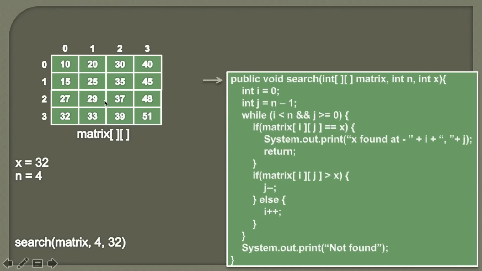Let's suppose we are at index 2, 1, so the value is 29. If we go one step left, we'll get values lesser than 29, and if we go one step down, we'll get values greater than 29. And this property is true for each and every value in the matrix. So we'll use this idea and search for the particular key in the matrix.